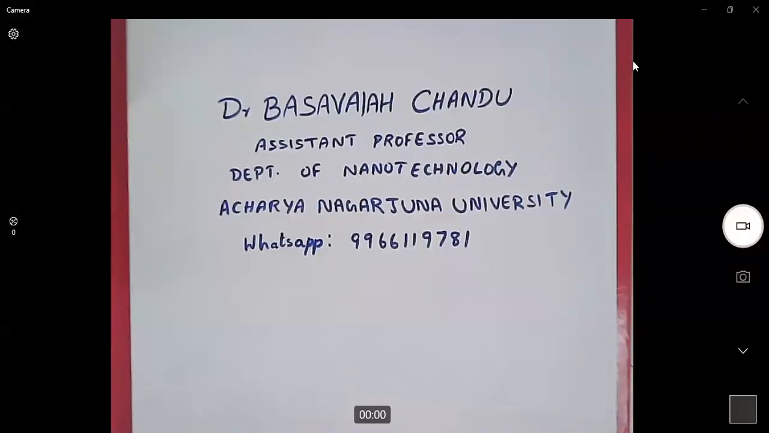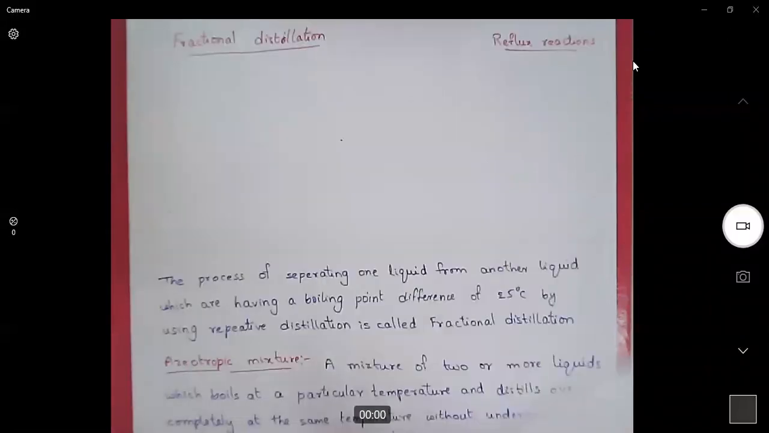Good morning, students. Welcome to the class on solutions. We have just discussed distillation, normal distillation and vacuum distillation. Of course, the distillation process is used to separate a mixture of solvents.